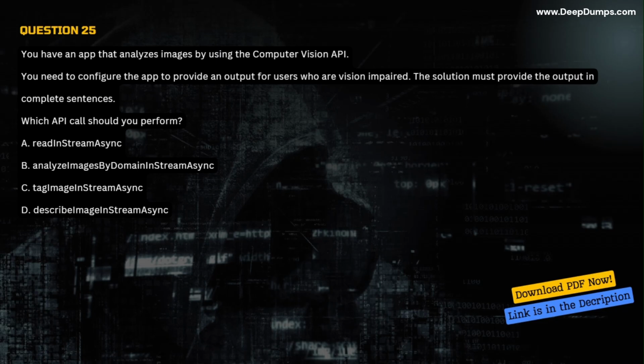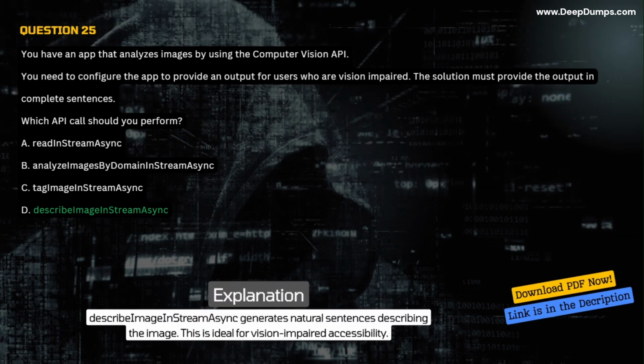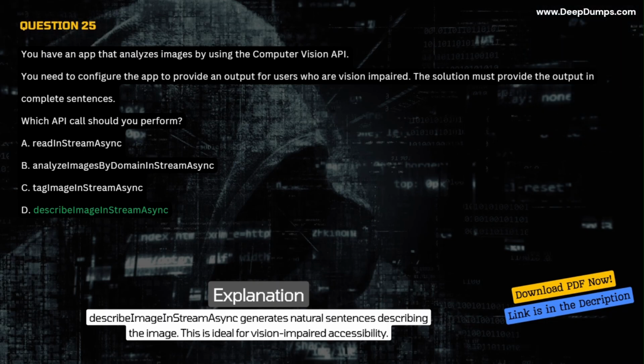A. Read and stream async. B. Analyze images by domain in stream async. C. Tag image in stream async. D. Describe image in stream async. Correct answer D. Describe image in stream async. Explanation. Describe image in stream async generates natural sentences describing the image. This is ideal for vision-impaired accessibility.